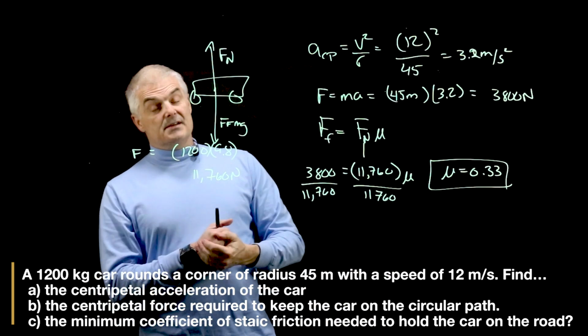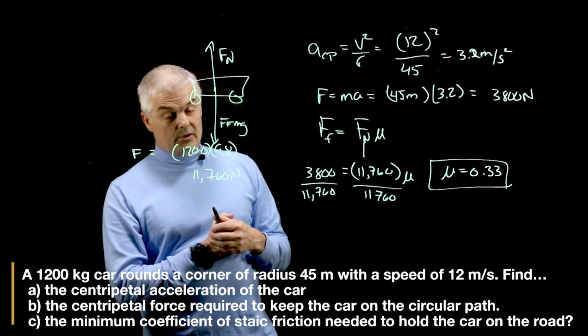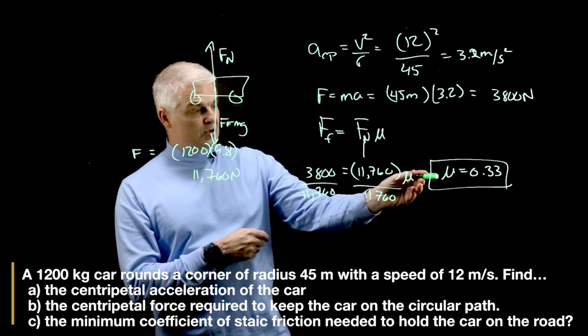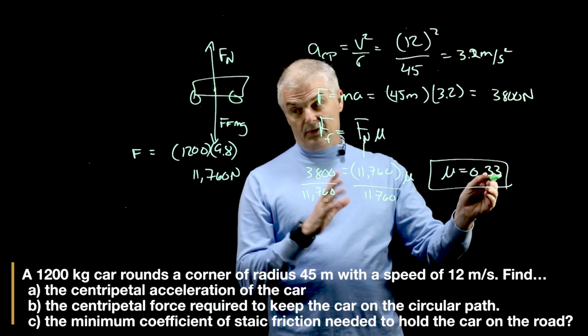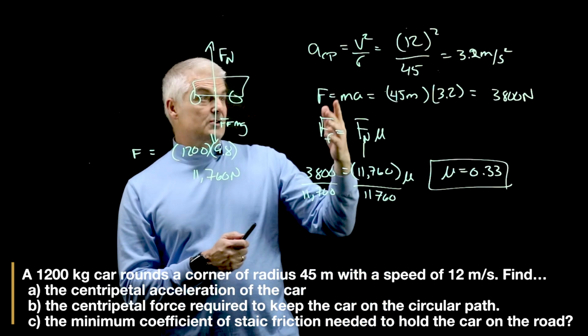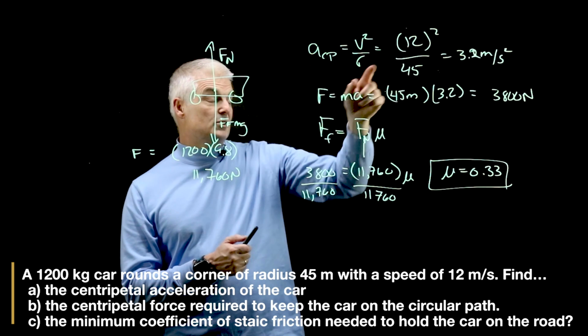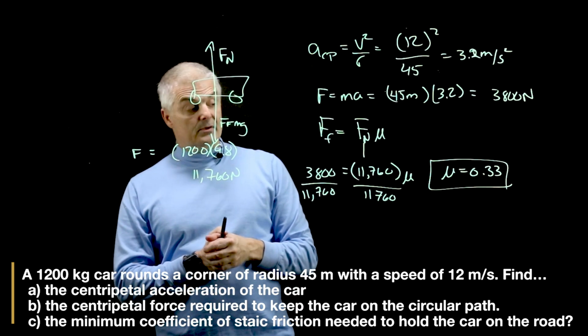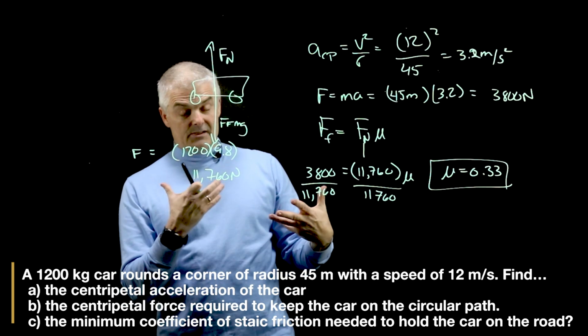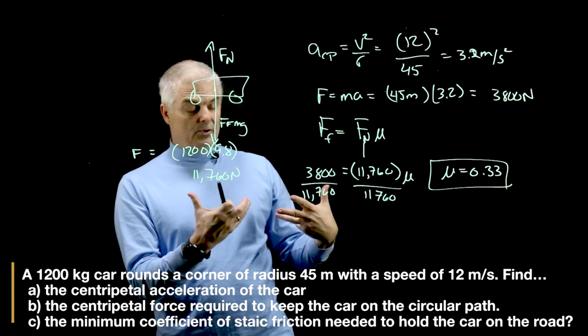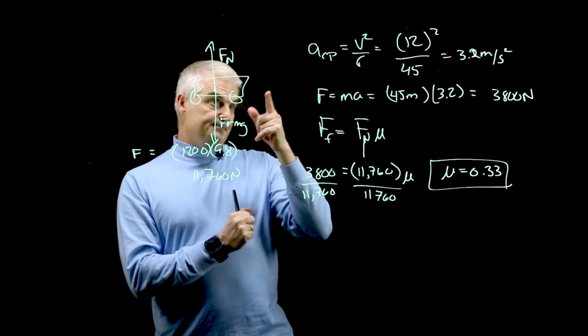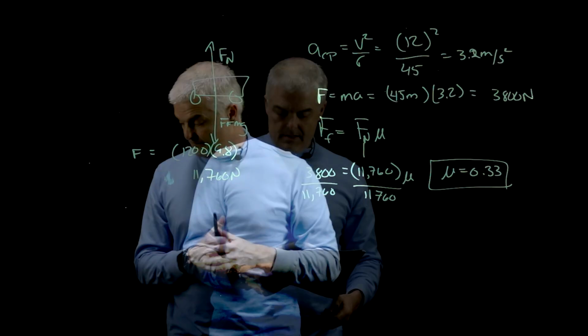And this actually explains why a car goes off the road in an ice storm. The coefficient of friction drops, and if it drops below 0.33 in this instance, and that car is moving at 12 meters per second, it's going to slip off the road. So it's important, this has to do with the function of the tires and the road surface and all that stuff. So that's example number 1.